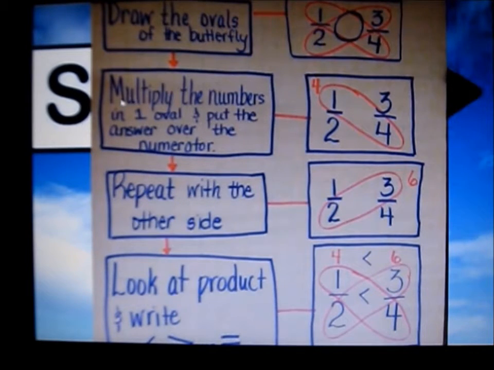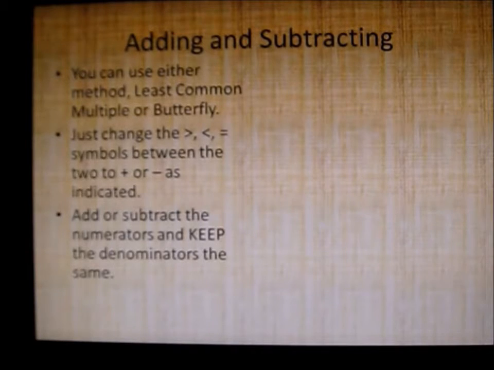Here you can see that 1 times 4 is 4. You can see that 2 times 3 is 6. And 4 is less than 6. So 1/2 is less than 3/4. You can use either method, least common multiple or the butterfly. Just change the greater than, less than, or equal to symbols between the two to add or subtract as indicated.